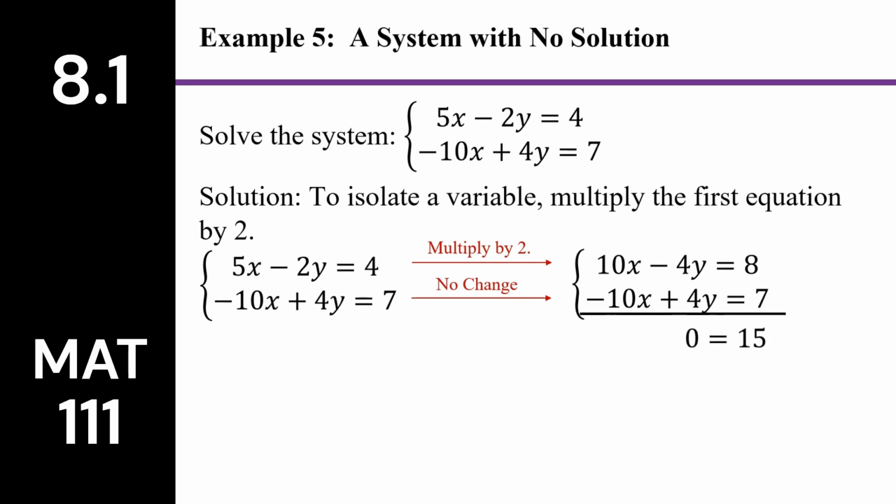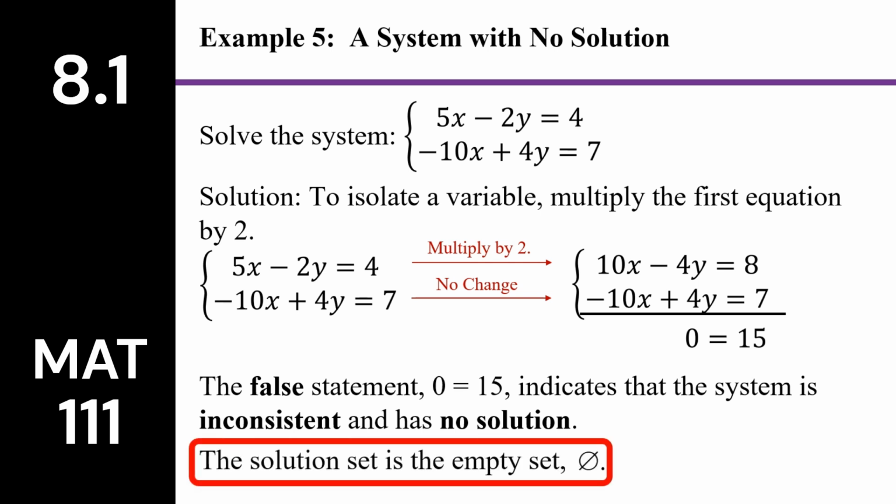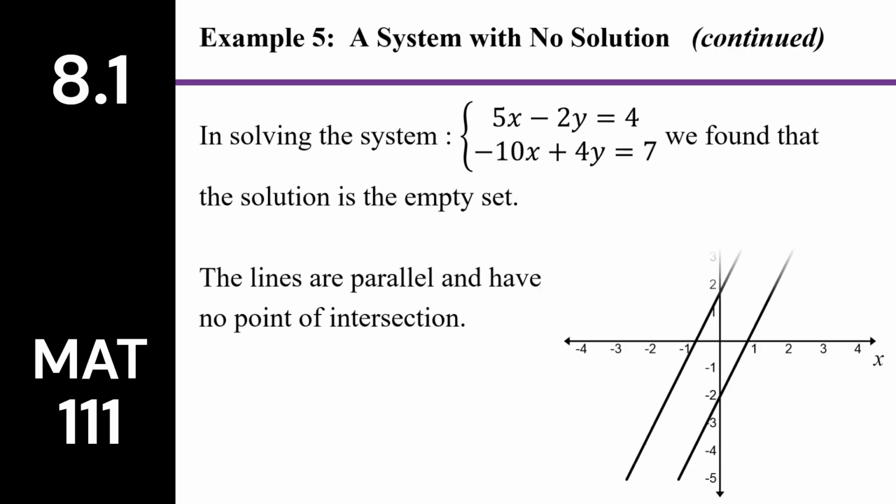We then add the equations, and we end up with a false statement, and therefore, this system is inconsistent and has no solution. The solution set is the empty set. Graphically, this tells us that the lines are parallel and have no point of intersection.